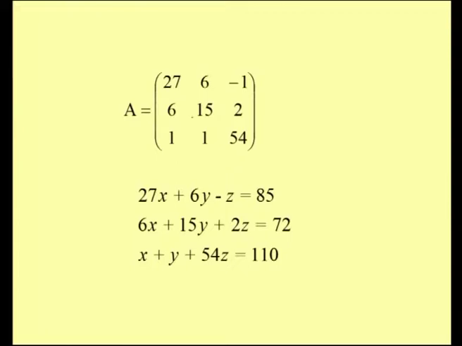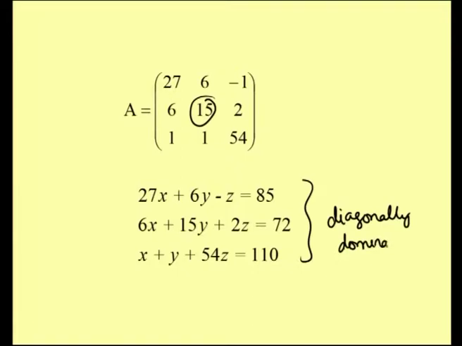So, interchanging we get 27x plus 6y minus z is equal to 85, and the third equation has now become the second equation, 6x plus 15y plus 2z. So that this 15 is greater than 6 plus 2, and 54 is greater than 1 plus 1. x plus y plus 54z is equal to 110. Now, the equations are diagonally dominant and we can proceed with the Gauss-Seidel method.